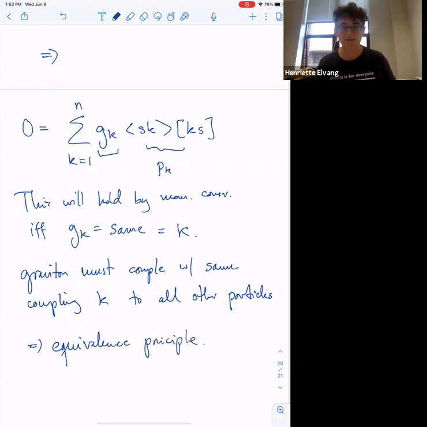You could have imagined perhaps that a graviton coupled in a different way to a fermion or something like that, but this shows you that that's simply not allowed, and that's the equivalence principle.